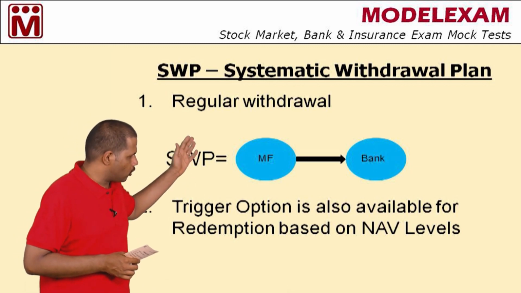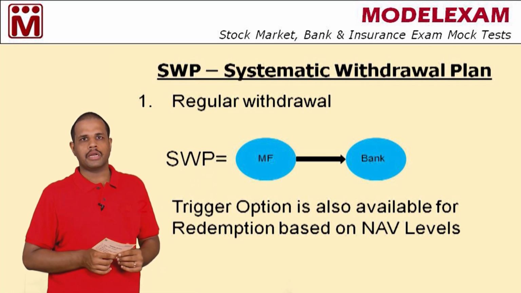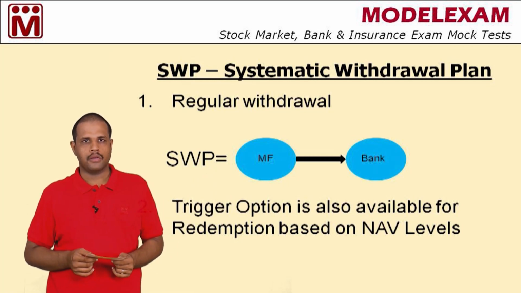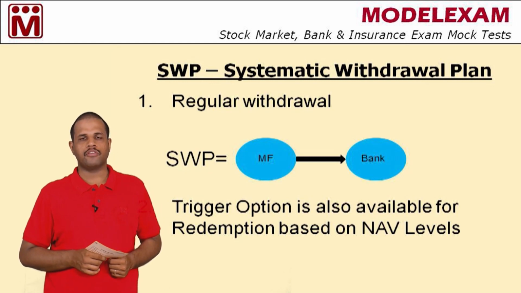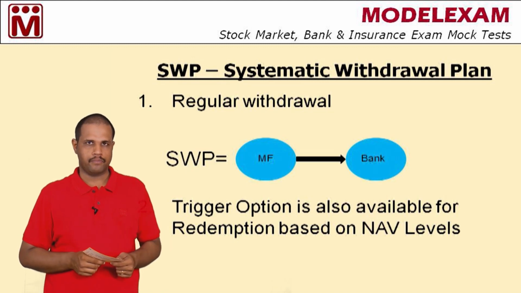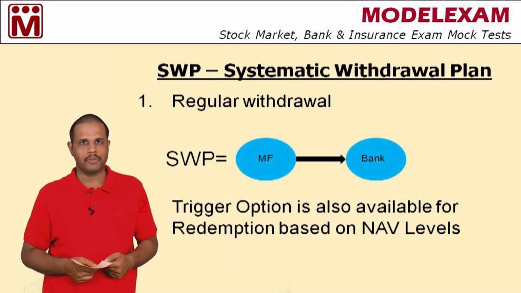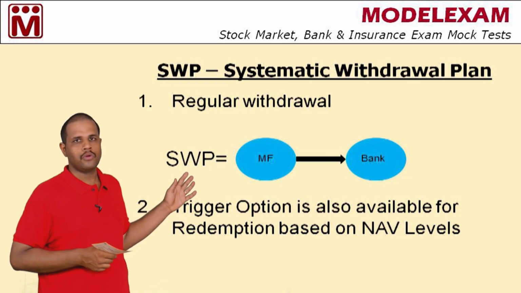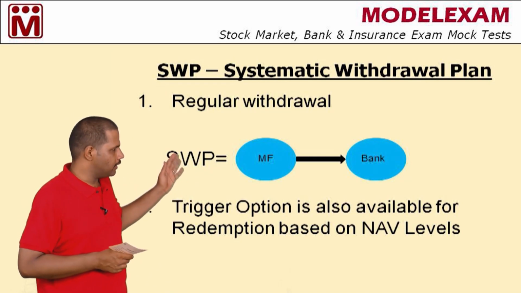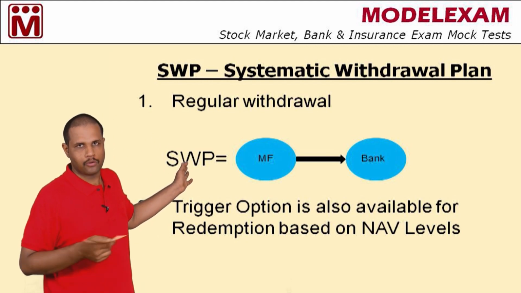And we have one more option known as trigger option. So, what is trigger option? Trigger option is an option using which we can trigger redemption based on NAV level. Say NAV is 12 today. Suppose if the NAV reaches 15, I want to redeem. This I can mention using trigger option. So, whenever NAV reaches 15, the AMC will automatically redeem and transfer the funds to my bank account.